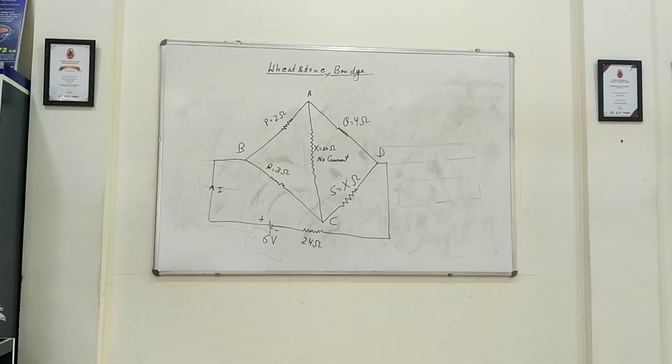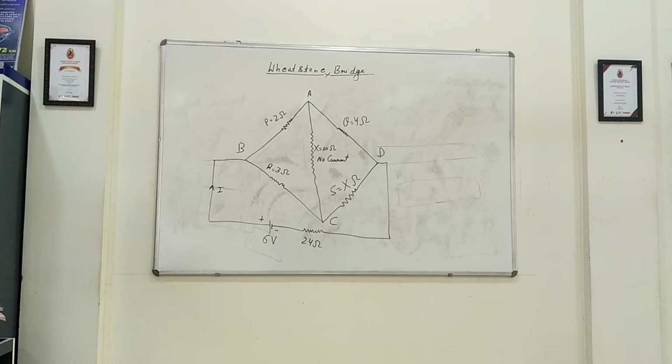And there is a resistance in the branch AC in place of the galvanometer, and the value of that resistance is 10 ohm. It's given in the question that no current is passing through this. So when no current passes through this branch, we know that the bridge is balanced. In the first part of the question, they are asking you to calculate the value of S, which is X ohm. So that is the first part of the question.